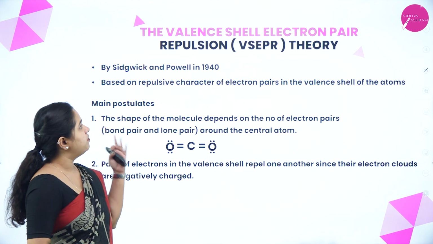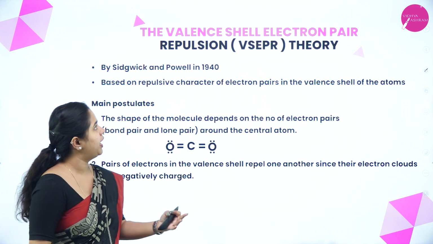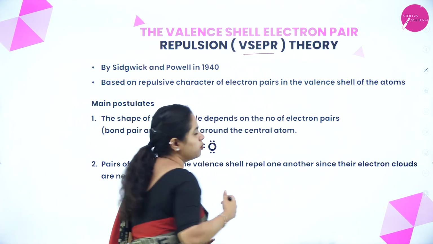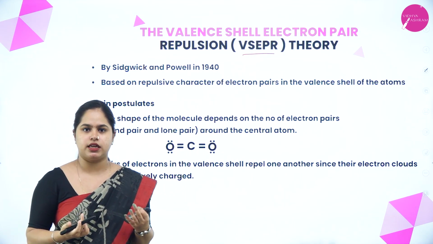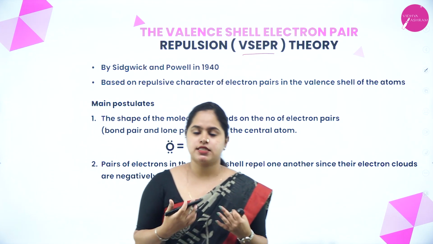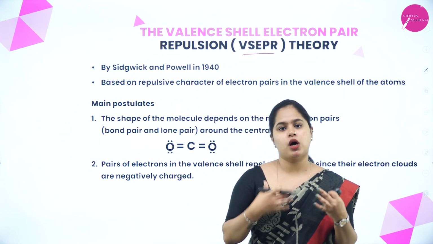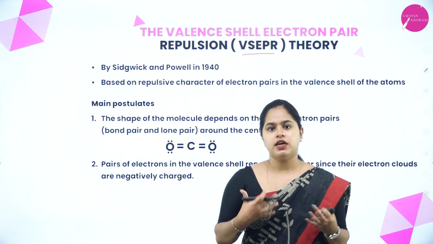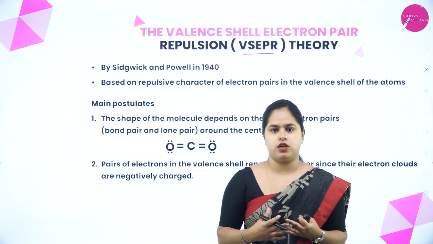As you can see, the valence shell electron pair repulsion theory, in short form, you can also write it as VSEPR theory instead of writing the whole name, right? So we studied in the Kossel-Lewis approach how to represent the different atoms using Lewis dot structure. We studied in detail about the Kossel-Lewis approach.